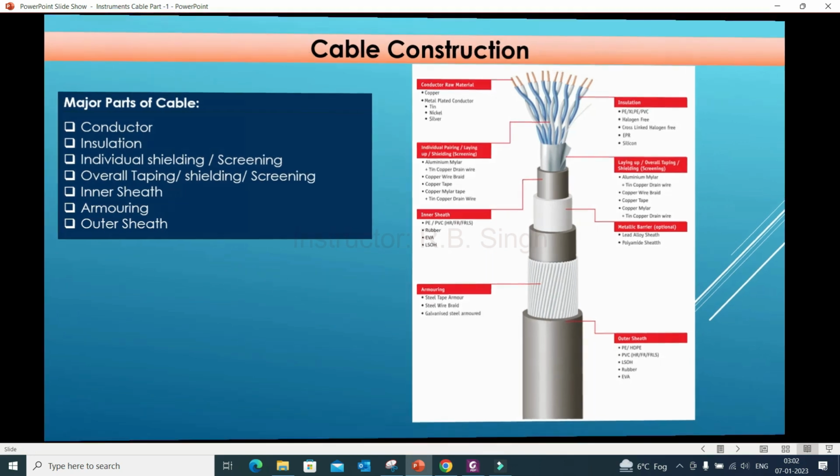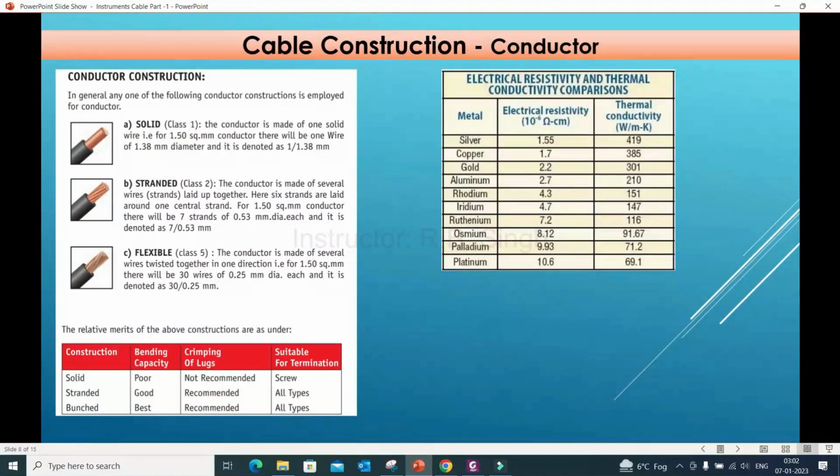So let's talk about the conductor. There are many types of conductor constructions. Normally there are three classes: class 1, class 2, and class 5. In class 1, the conductor is made of only one wire, for example a 1.5 square mm conductor. There will be only one wire of 1.38 mm diameter, and it is denoted as 1 by 1.38 mm.